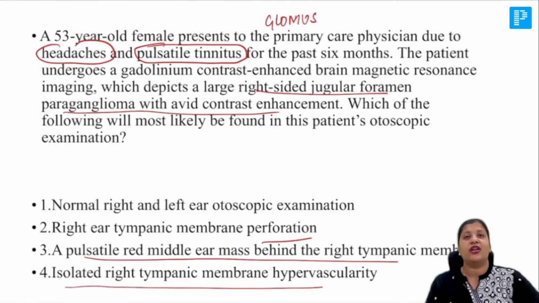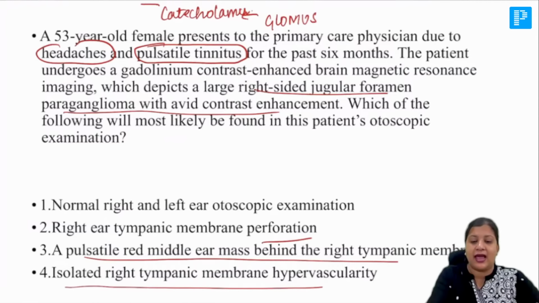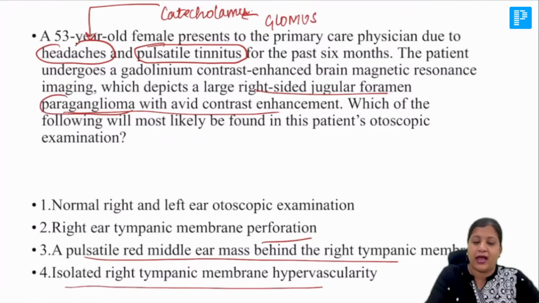So now that you're able to comprehend the question where you know that the pulsatile tinnitus is suggestive to you of glomus, and we know glomus secrete what? They secrete catecholamines. And because of catecholamine excess, can we have headache, tachycardia, palpitation, and symptoms of sympathetic excess? Yes. Now they are telling to you indirectly it is glomus by telling that it is a paraganglioma.